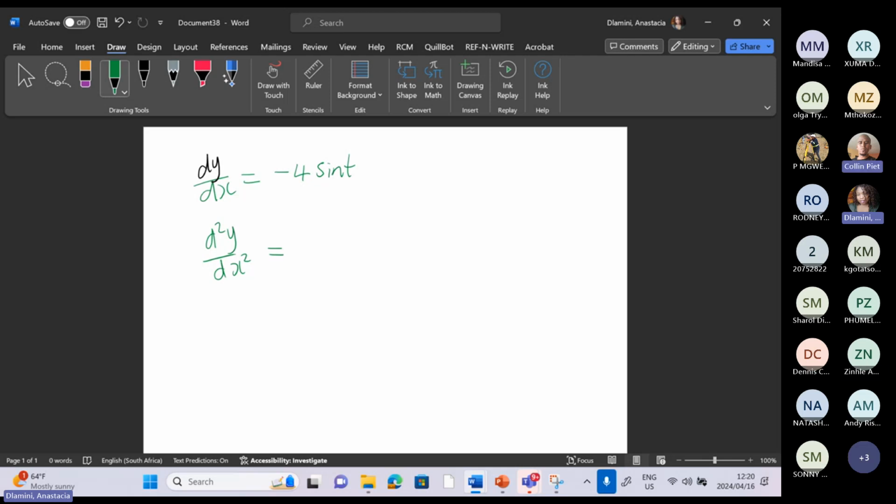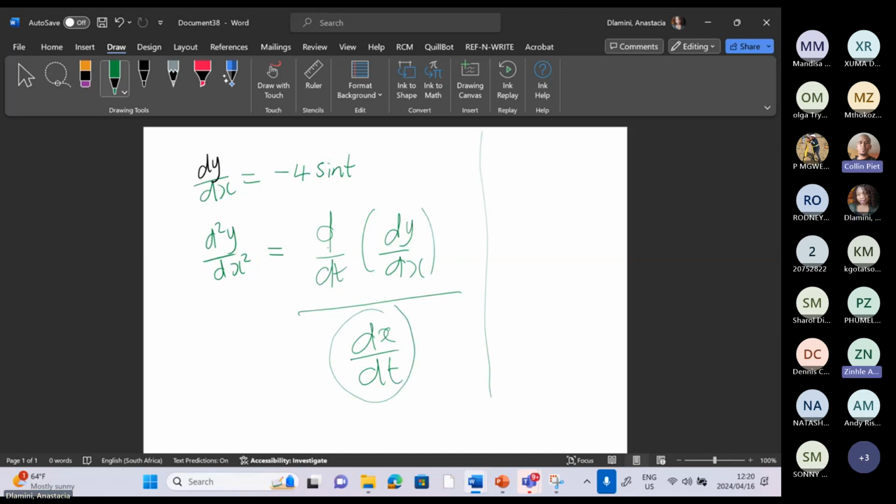So now, it means that because I'm in parametric, I have two equations, therefore I cannot differentiate the way I differentiated. So I have to differentiate with respect to t of dy over dx. Are we all together? Yes, ma'am. After that, I divide by dx over dt. Do I have dx over dt? Yes, ma'am, you do. Thank you.